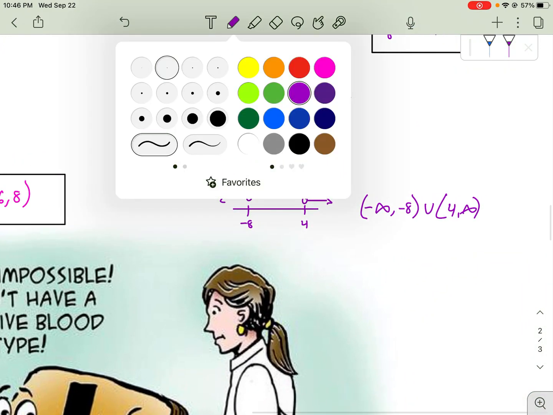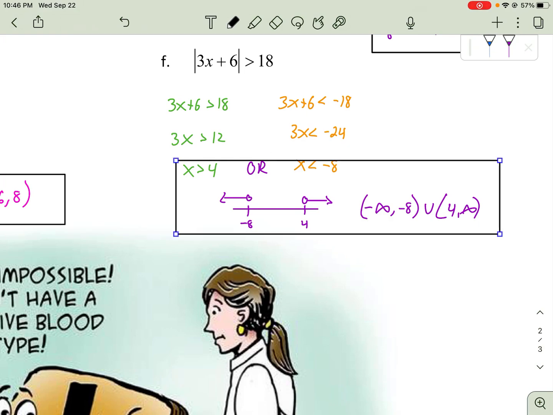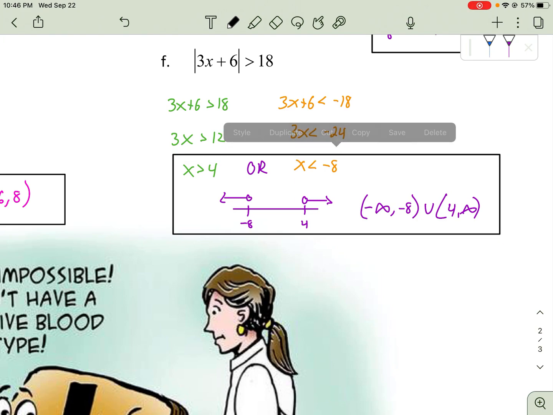And those are all the different ways you can represent the solutions to an absolute value inequality. All right, hope you learned a lot.